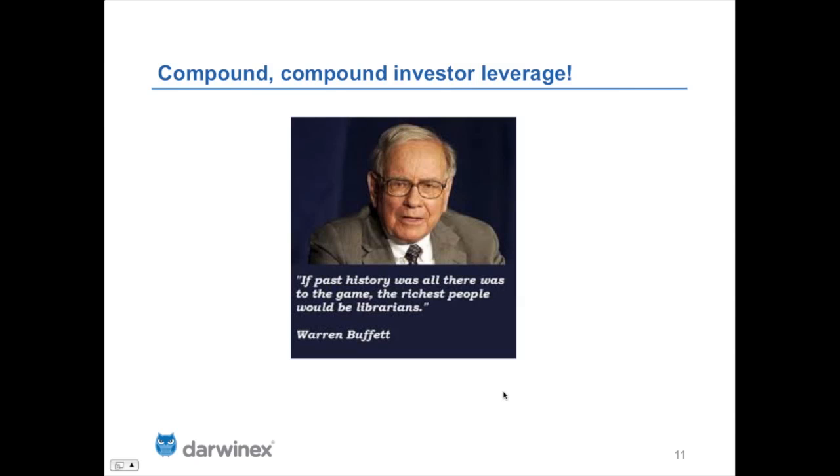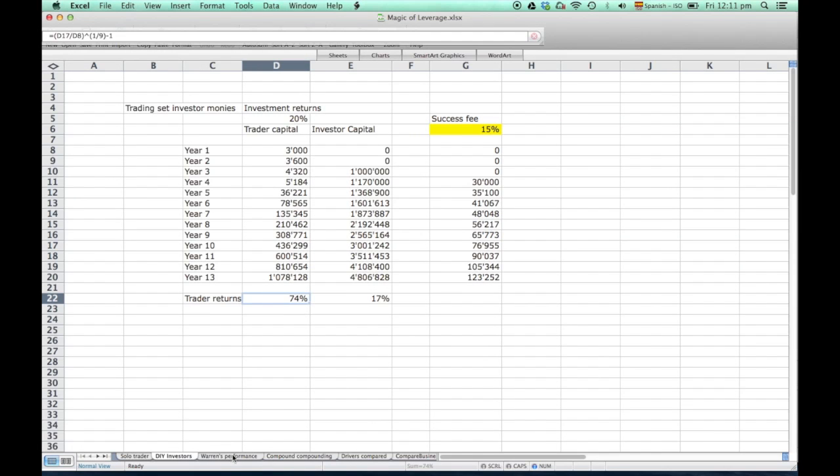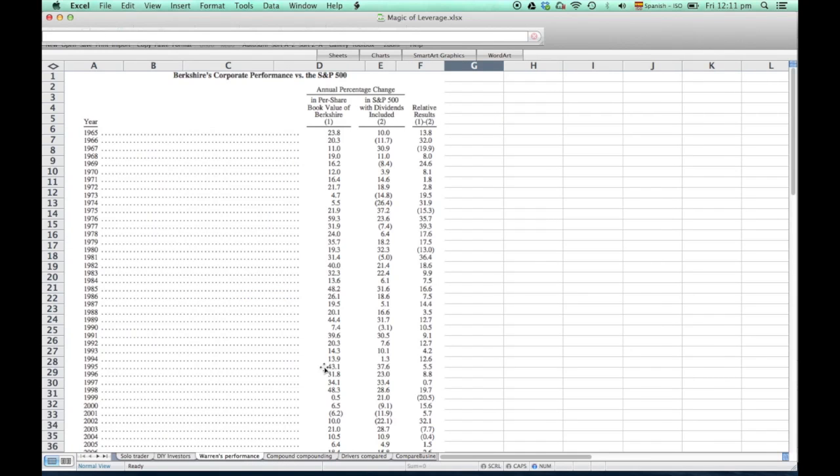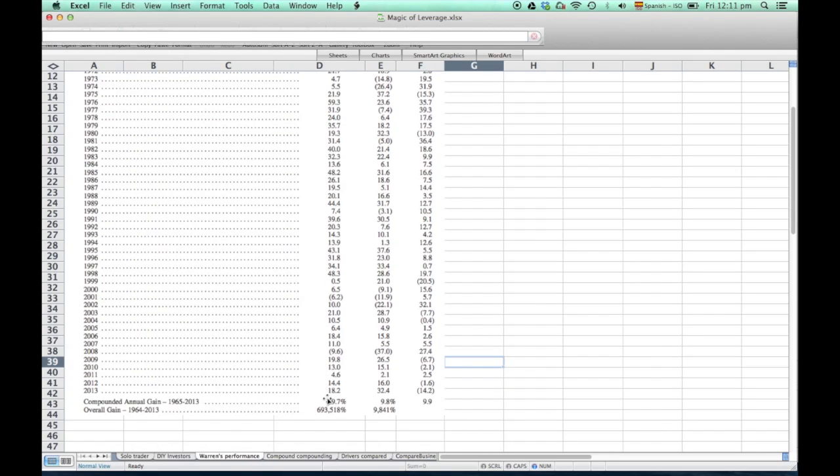Now there is a better model than this, and it is called compound investor leverage. And here's Warren Buffett, who's gotten to be the third richest person on earth, and actually the one who has made the most through investment returns alone. And here's some news. He did not waste a second in his life pitching to investors. And the reason for that is that he knew compounding. By the way, if you're wondering how much Warren did in terms of profit, you'll be surprised that he never delivered on average more than 20% of investor returns.